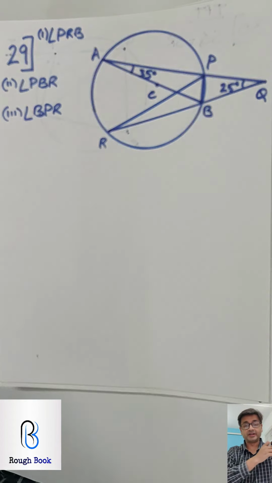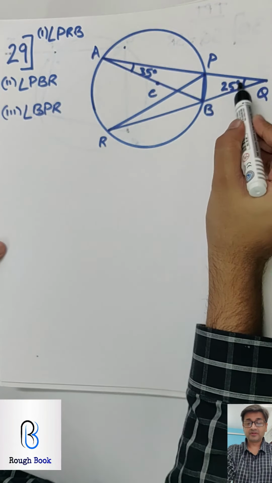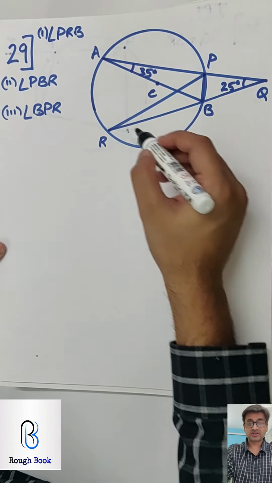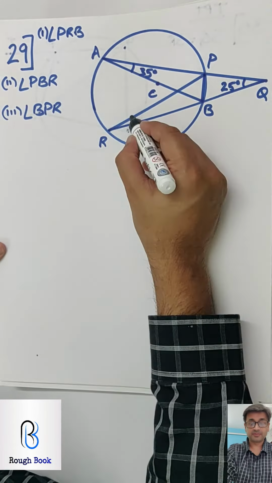So sum number 29. Let's begin. You've been given this 25 and this 35. First target PRB. Damn simple. Everybody should get this. Come on, tell me what is it? Perfect. It's 35 because angles inscribed in the same arc are congruent. So this is 35. This also is 35.